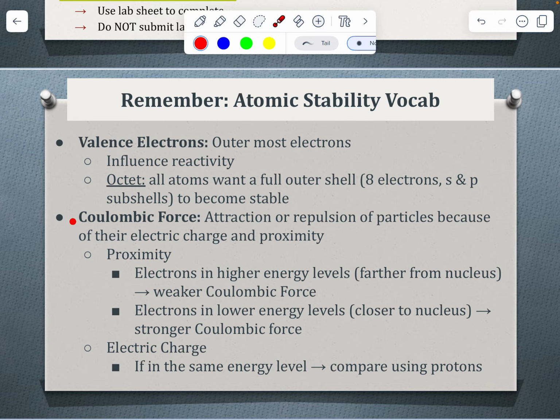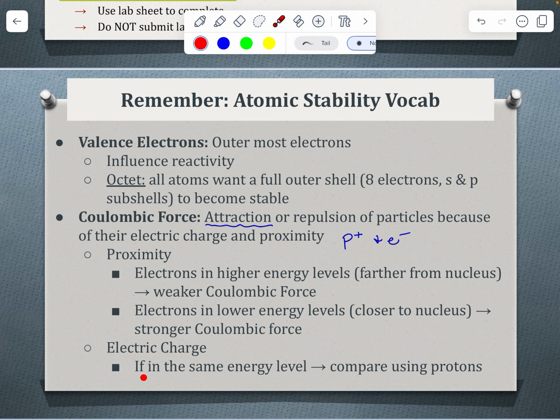We also need to discuss Coulombic force, which is that attraction or repulsion of particles because of their electric charge and proximity. Because we're dealing with those protons, which are positive, and our electrons, which are negative, we're often talking about that attraction in these types of problems. Proximity, we are going to use energy levels, so that distance from the nucleus. Higher energy levels are farther from the nucleus, lower energy levels are closer to the nucleus, if we are comparing proximity.